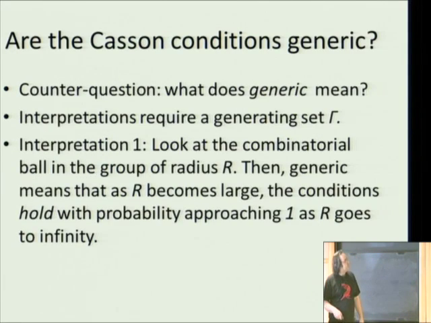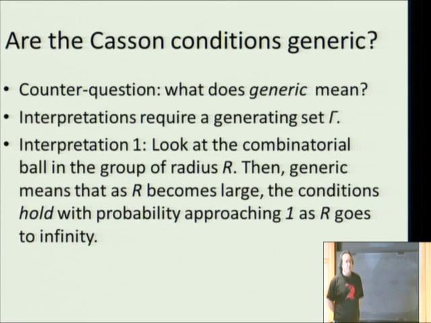So what do we do? So are the Casson conditions generic? So that's what we want to check. So now we forget about the mapping class group entirely, and we are in the comfortable world of linear groups over the integers even. So what does generic mean exactly? What is a generic element of Sp(2g, Z)?